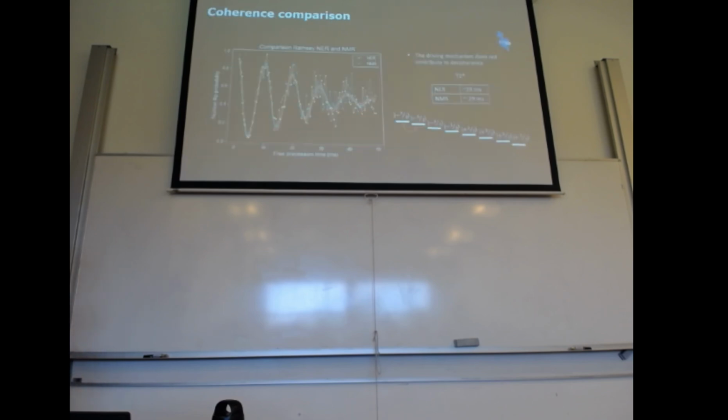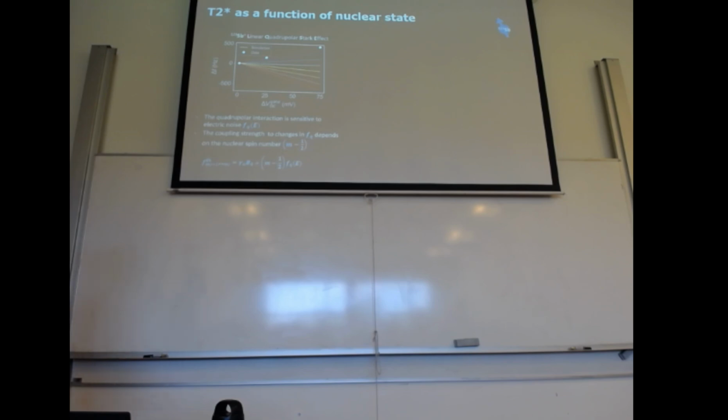All right. In terms of coherence, these drive mechanisms are the same. So this is for the ionized nucleus, one of the transitions, and NER and NMR basically result in the same Ramsey. So really we find the same T2 star. And perhaps the last interesting thing to look at is how the T2 star depends on the nuclear state you are in. And the reason why this is interesting is that, of course, we have introduced a new interaction term into the system, an electric one. So this nuclear spin should now be somewhat sensitive to electric dephasing mechanisms.